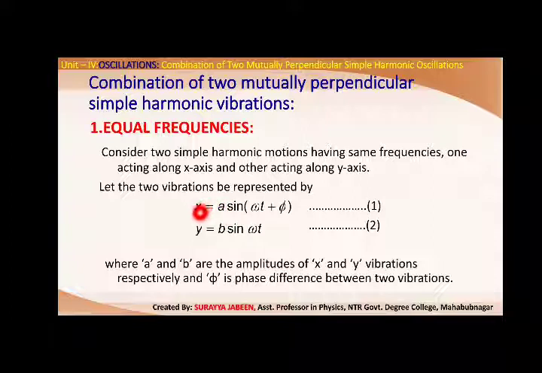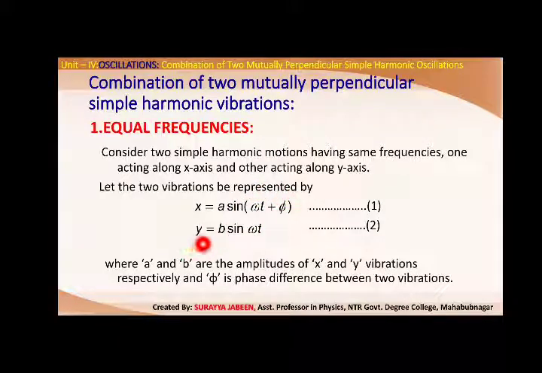First one, x equal to a sine(omega t plus phi), and second one, y equal to b sine omega t. We know that these are simple harmonic vibrations. You know that in our previous classes we have discussed this equation, where x is displacement, a is the amplitude, that is the maximum displacement, omega is angular frequency, t is time, phi is the phase difference, and the total omega t plus phi is the phase.